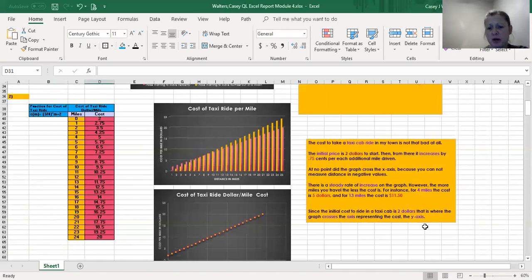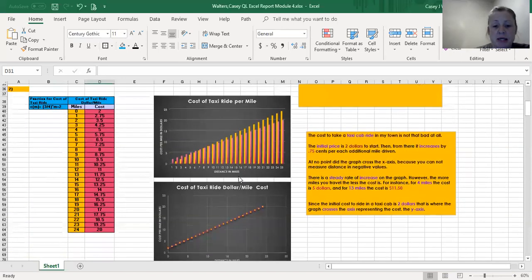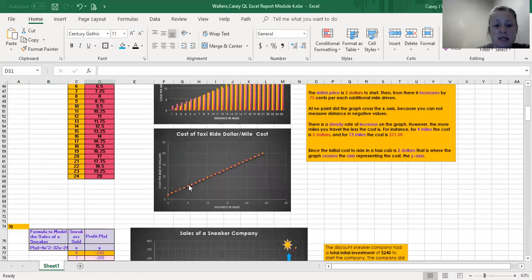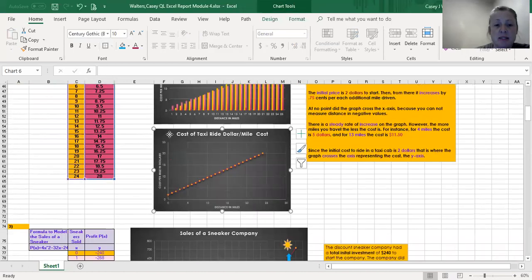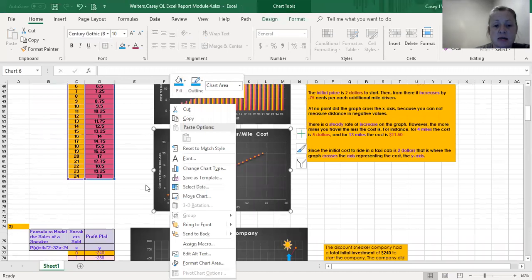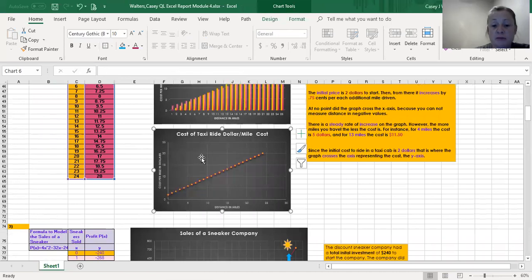Since the initial cost to ride in a taxi cab is $2, that is where the graph crosses the axis representing the cost, the y-axis. And so what I've done here is I have made a table, and then I used this table and made this bar chart, and then I also made this chart right here.